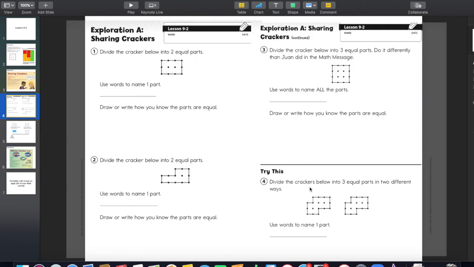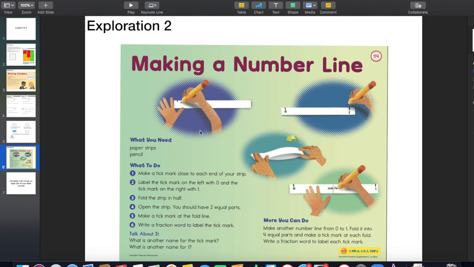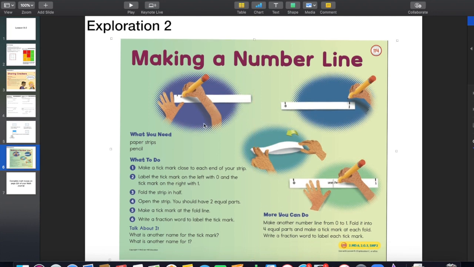You're going to answer these 4 questions and divide the crackers into equal parts. You'll use the word to name one part, and maybe you can think of more than one name, and that would be a great challenge. Then you have to draw or write how you know that the parts are equal. So what they're telling you is prove it. How do you know each person is getting an equal share? So that's Exploration A.